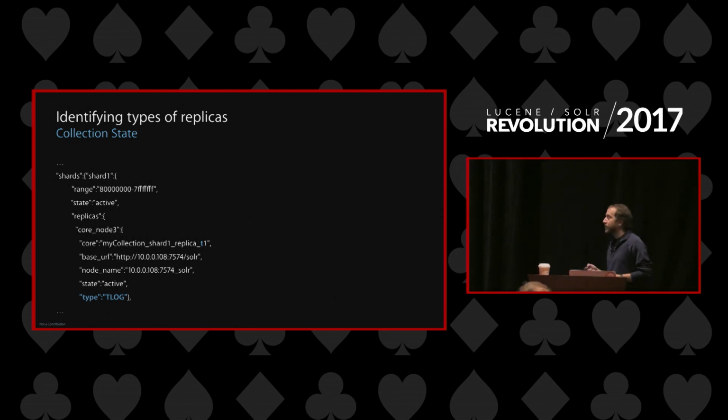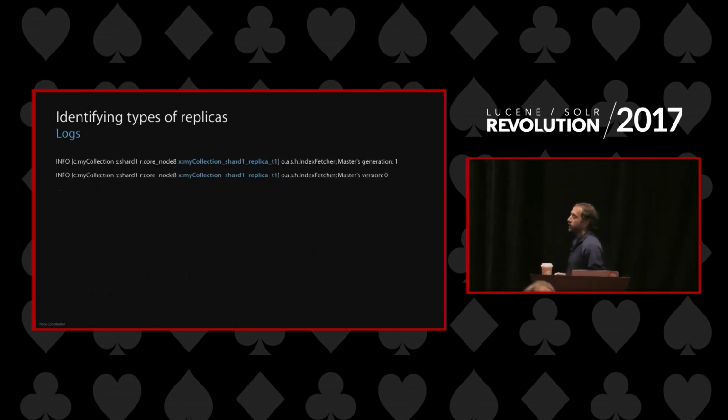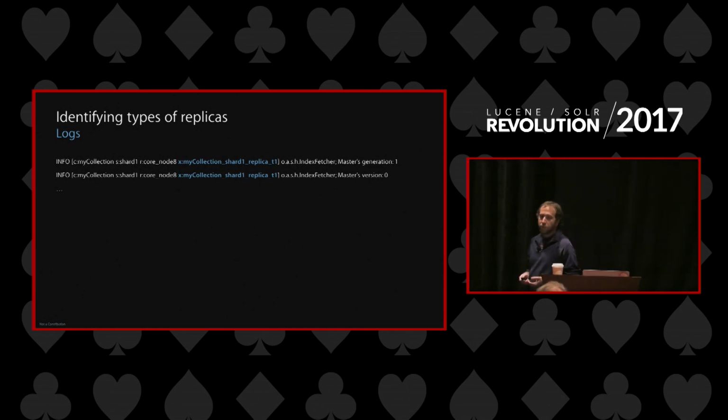And why do I think this is useful? Because in Solr, most of the logs include the core name. So when you're reading the logs and debugging something, you can understand what's going on. You can see immediately in the log line, okay, this replica is a tlog. That's why it's doing replication, right?